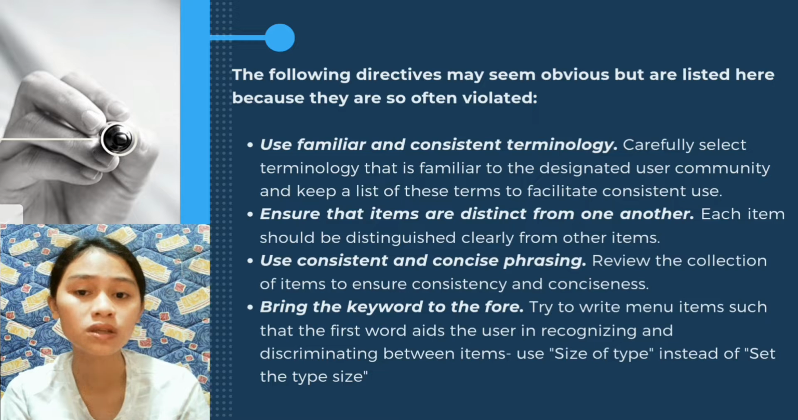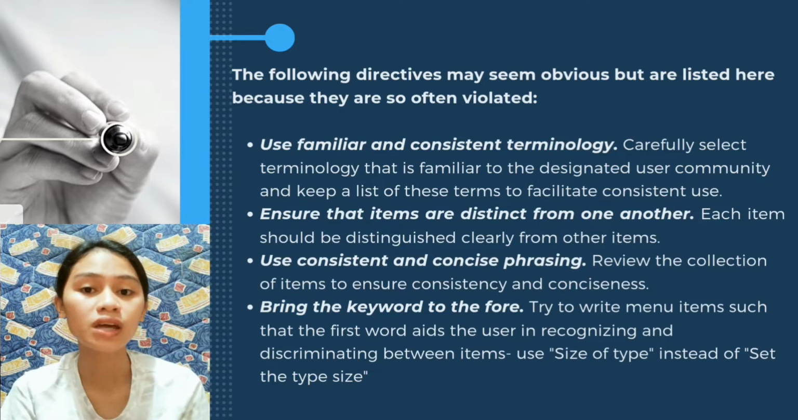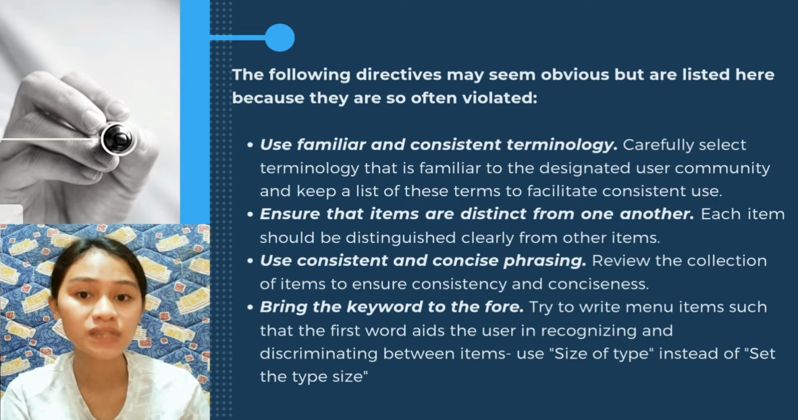Bring the keyword to the fore. Try to write menu items so that the first word aids the user in recognizing and discriminating between items. Use size of type instead of set the type size. Then, if the first word indicates that this item is not relevant, users can begin scanning the next item.